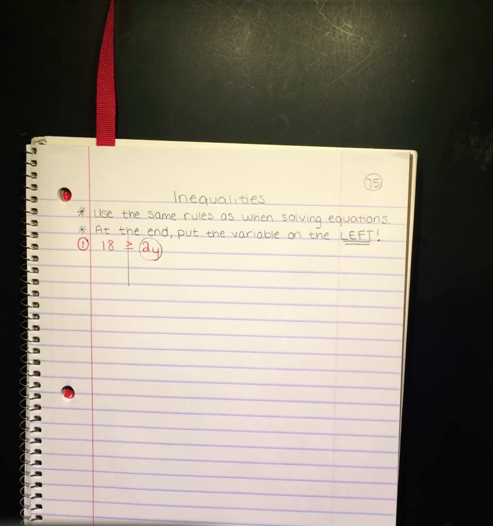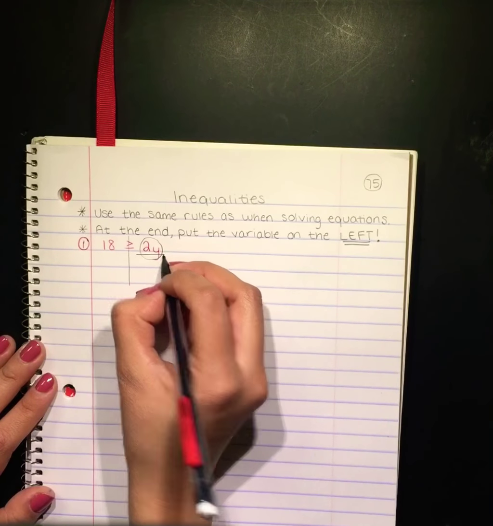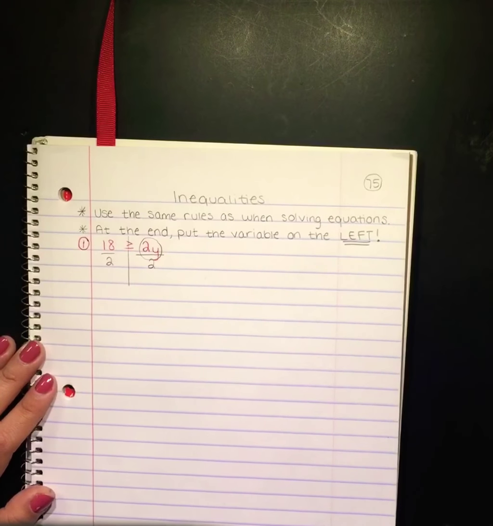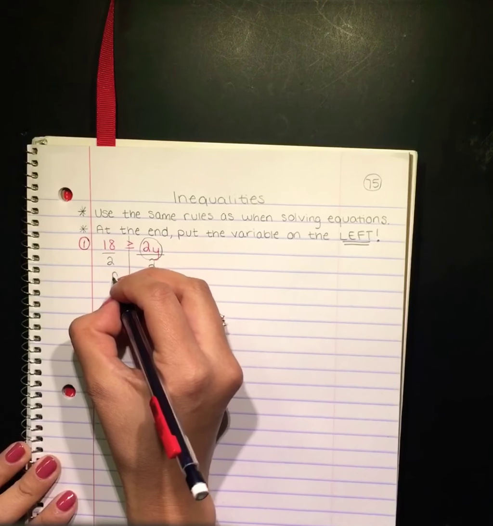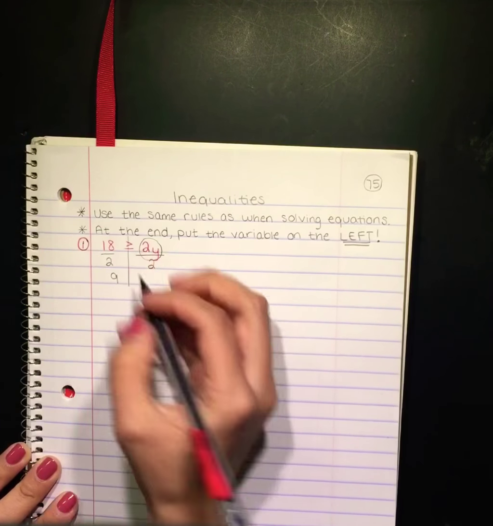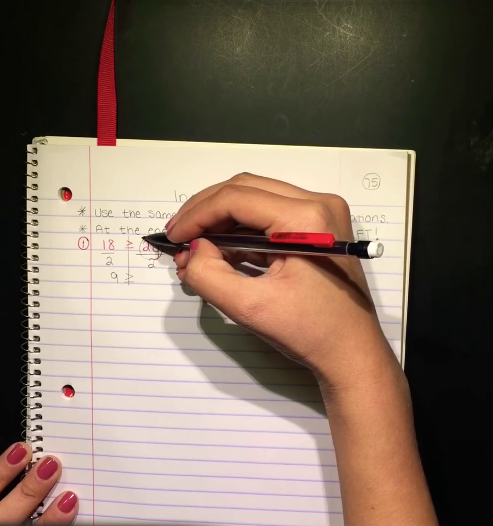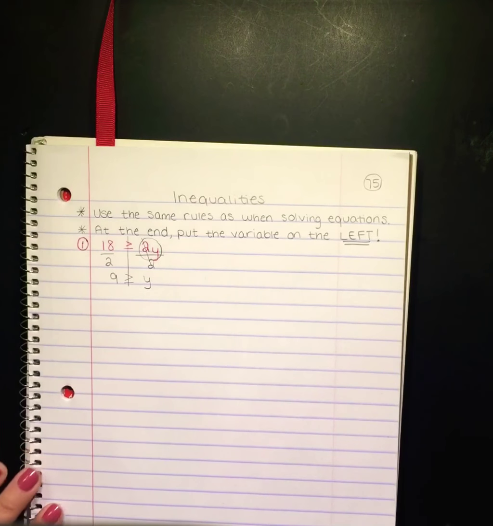Naomi, ¿qué vamos a hacer next? ¿Cómo? Dividiendo por 2. Dividing by 2 on both sides. What is 18 divided by 2? 9. Very good. 9. Bring down your inequality symbol. So greater than or equal to. Oh yeah. My 2's cancel. And this is y. Okay?